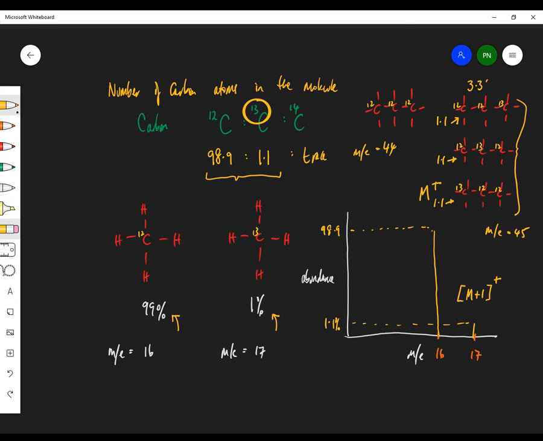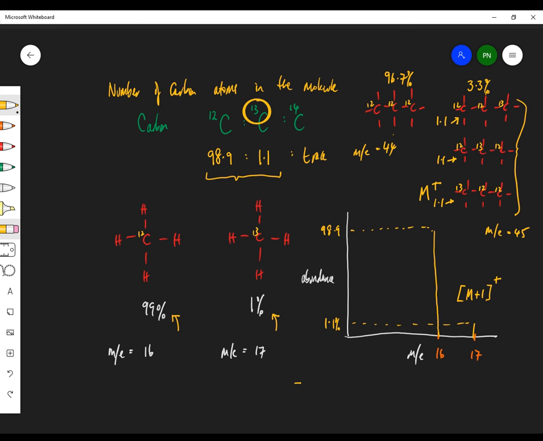So now it's a 3.3% chance of them being in this, and this will go down proportionately. This will be 96.7% now. Purely because the number of carbon atoms increases, there's more chance of there being a carbon-13 in it. As the number of carbon atoms increases, proportionately, the chance of a carbon-13 in the molecule increases. And it is proportional. So if you double the number of carbon atoms, you'll double the chance. Now, this is how we find out the number of carbon atoms.